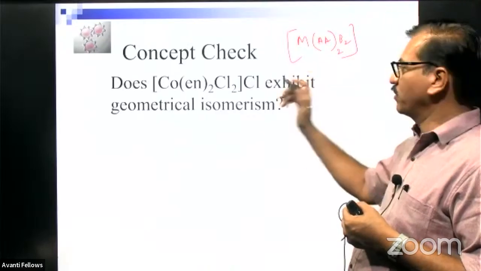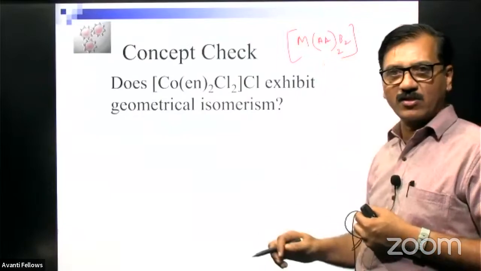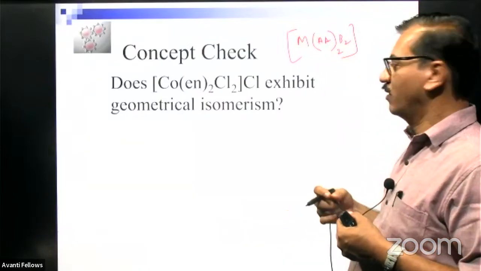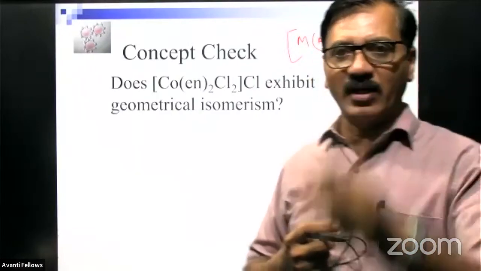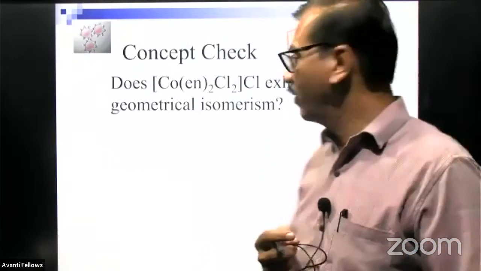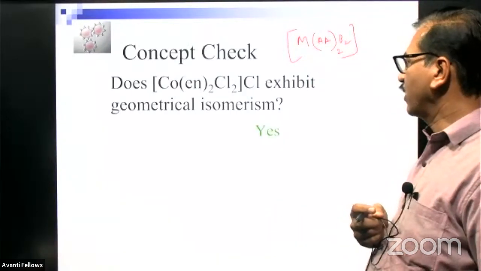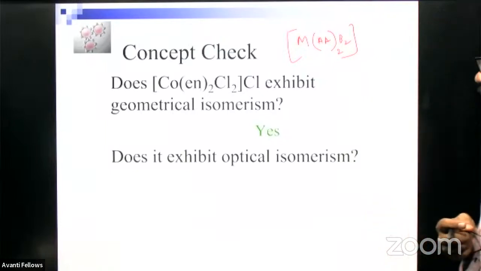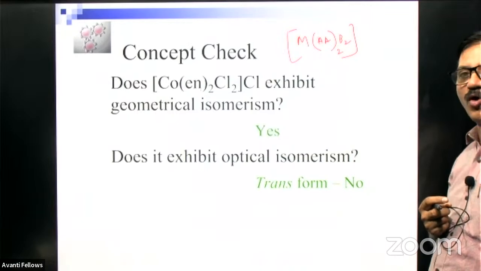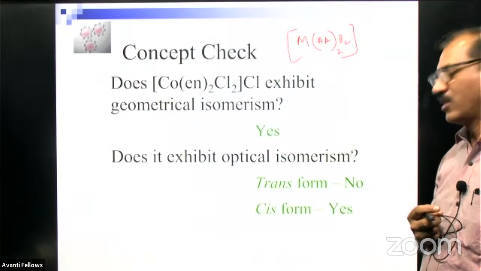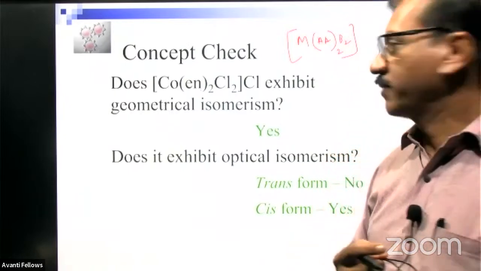Cis and trans isomerism. en is a symmetrical didentate ligand, and the cis form of this is optically active, right? Cis and trans isomers are there. As the trans isomer has got a plane of symmetry, it is not optically active. Does it exhibit optical isomerism? For that, the answer is: trans form no, cis form yes. The cis form of this type forms this. So it's an important thing to be remembered.